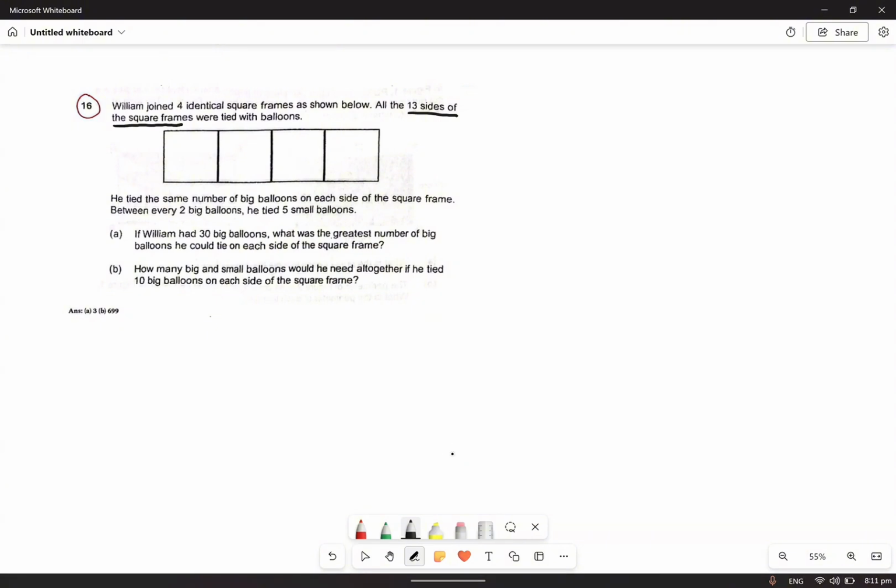Okay, it could be his birthday party or whatever. He tied the same number of big balloons on each side of the square frame. So if, let's say, I have 10 big balloons over here, I must have 10 big balloons over here.